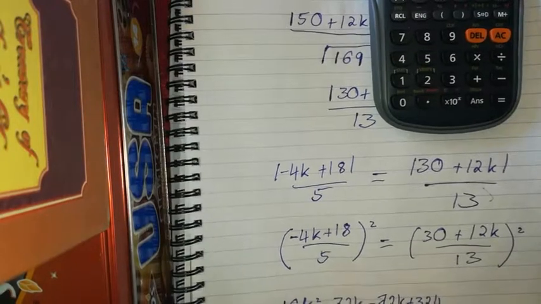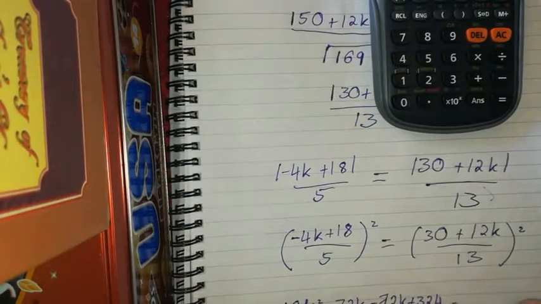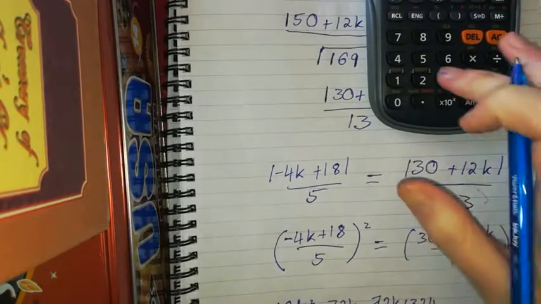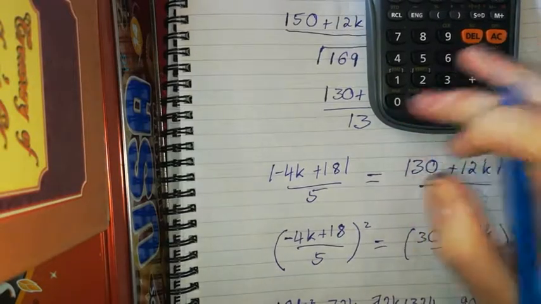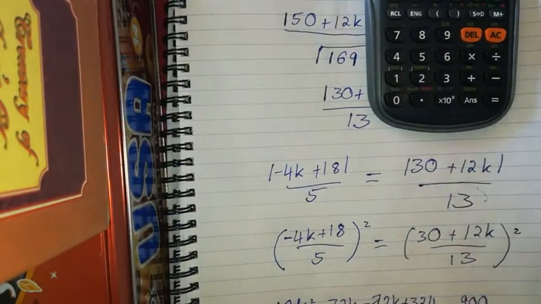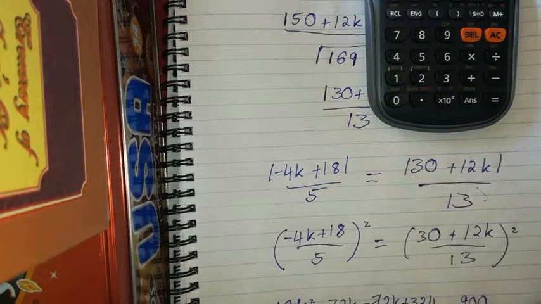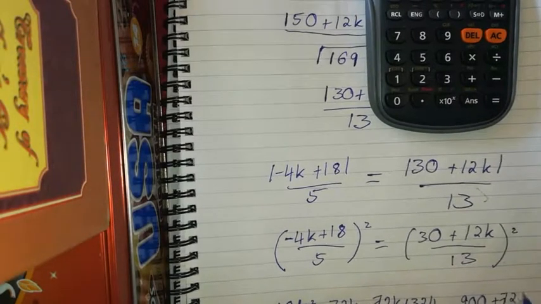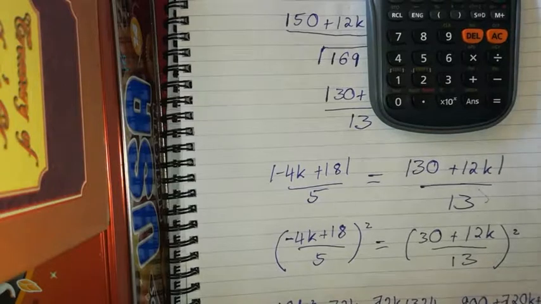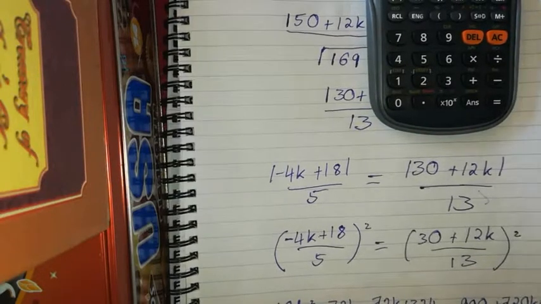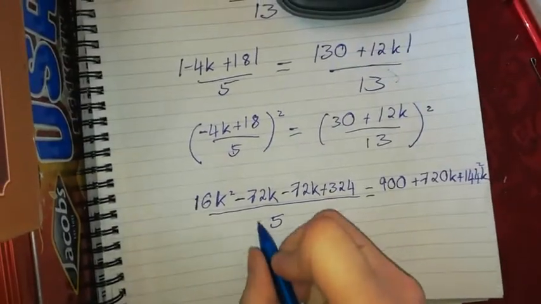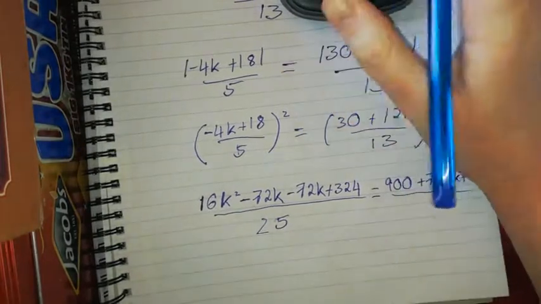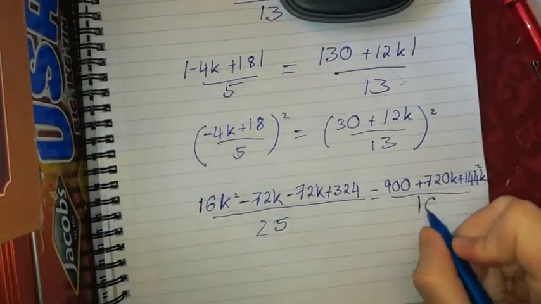324, and that's all over 5, and then that's equal to 30 squared, so it'll be 900, and 30 by 12, so 360, and there'll be two of them, so plus 720k plus 144k squared. Oh yeah, I'm sorry, we had to square the 5 on the bottom here, so it's 25, and then we square our 13 on the bottom, so it's 169.